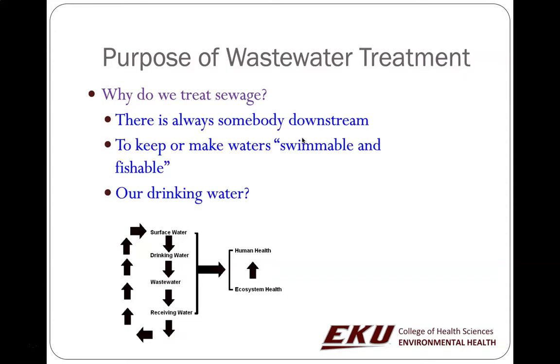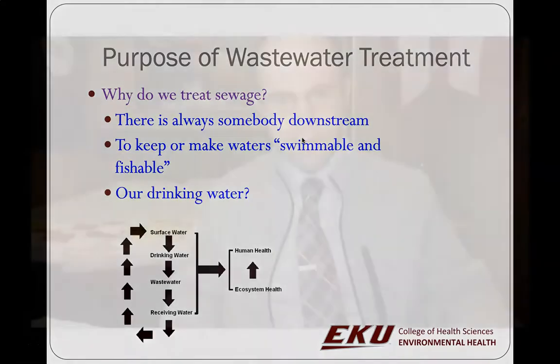To put it simply, there's always somebody downstream, and the Clean Water Act, particularly as passed in 1972, said that we are to make all of our nation's waters swimmable and fishable. So what about our drinking water? Where does our drinking water come from? I'm going to go over that image in a second, but it's important for us to know that in Richmond, Kentucky, we get our water from the Kentucky River.